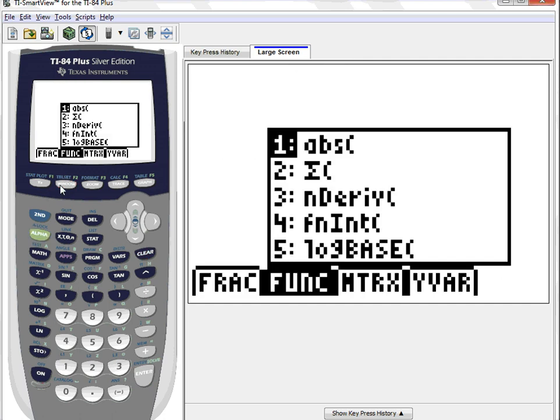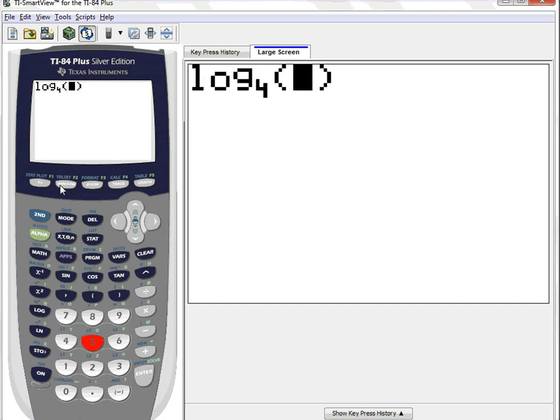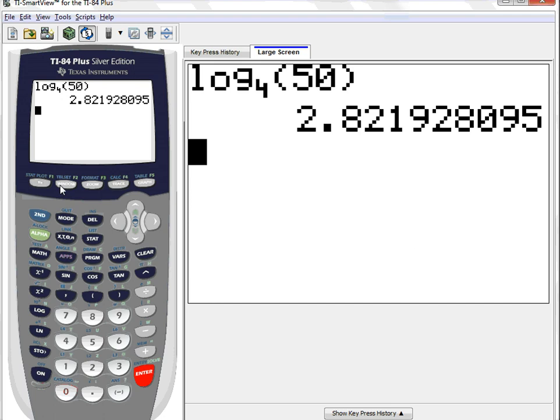Log base 4 of 50. Yeah, that's pretty close to 3. We thought it would be near 3. It is. What does that number mean? Come on, help me out. What is that number 2.82 telling us? That's the number we raise 4 to get a 50.